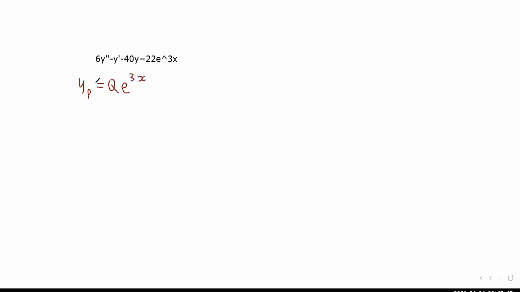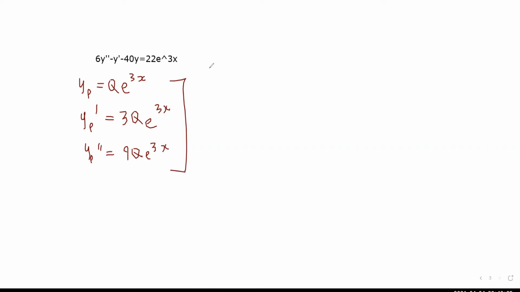And so when the particular integral is in this form, all we have to do now is find yp prime, which is going to be 3q e to the 3x, and then yp prime prime is going to be equal to 9q e to the 3x. Easy. So since this is what we get, we're going to group all three of these and plug them into the original equation.